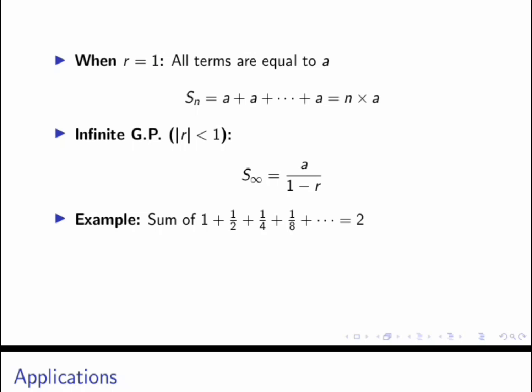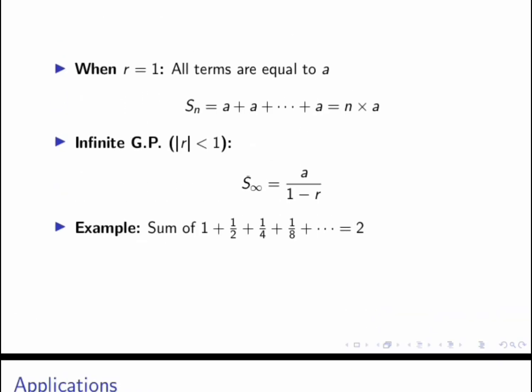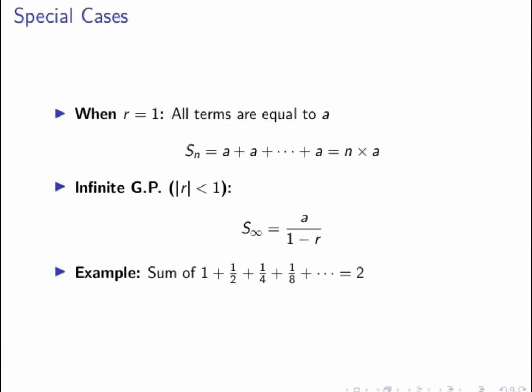When r is equal to 1, it means that the first term will be equal to the second term, will be equal to the third term, will be equal to the fourth term, and so on. So you can see questions like this: which of the following is correct when the value of r is equal to 1? All the terms of a geometric progression are always equal when r is equal to 1. Okay, that's that for that.